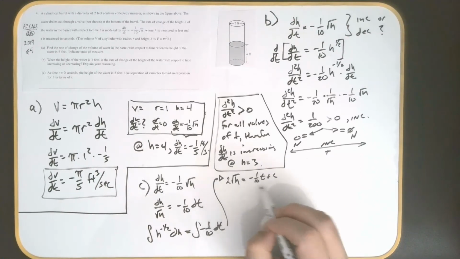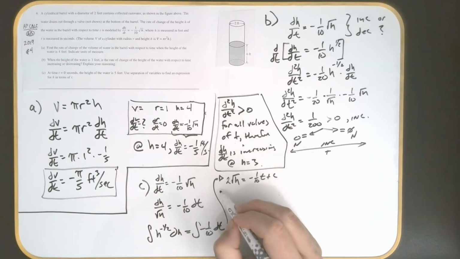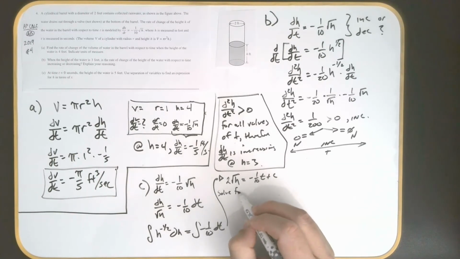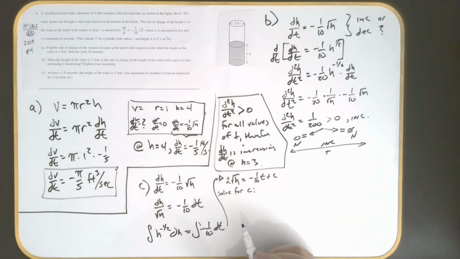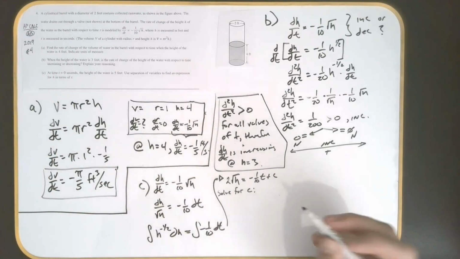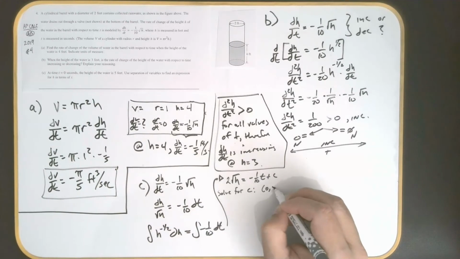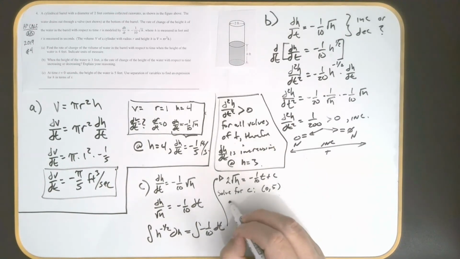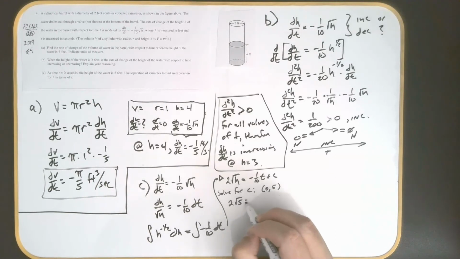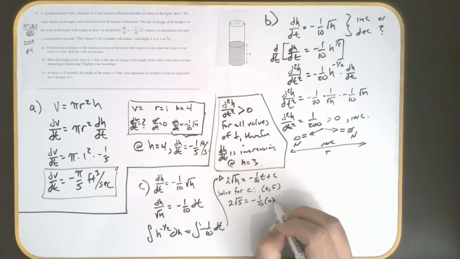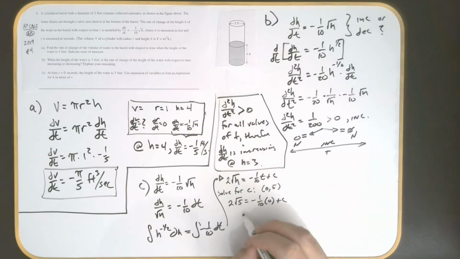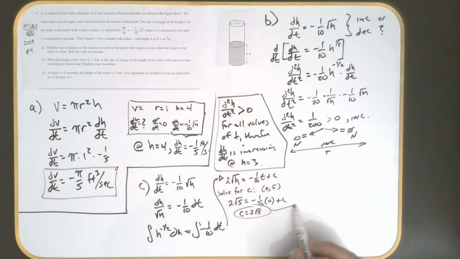Now we're going to solve for c, and we're going to put in the point where they say in the question, at time t equals 0, the height of the water is 5. So (0, 5) is a point they give us. Now I'm going to say, all right, 2 times rad 5 is equal to negative 1/10 times 0 plus c. Those drop out, and I get c is equal to 2 rad 5. Now I'm going to take that and put it back in. So now I'm here: 2 rad h is equal to negative 1/10 t plus 2 rad 5.